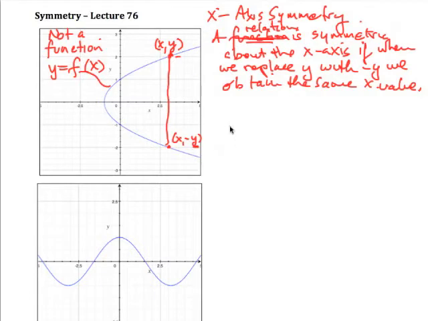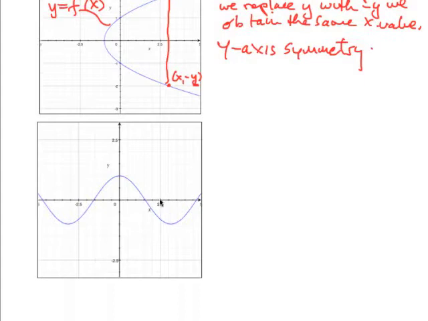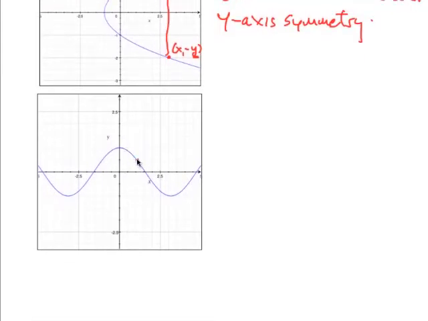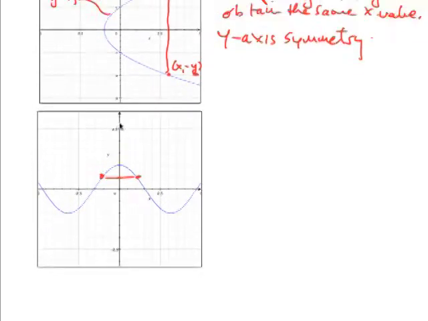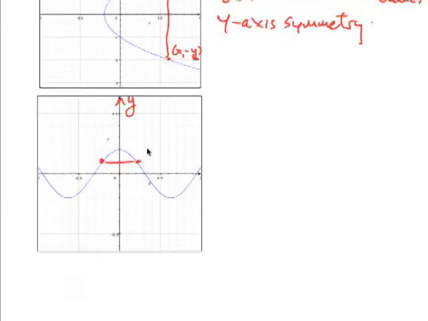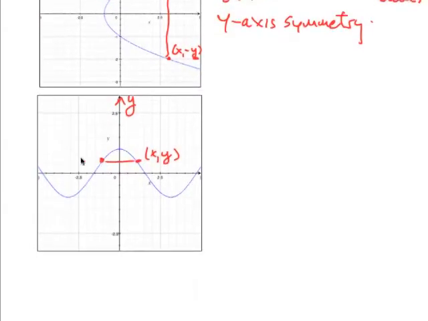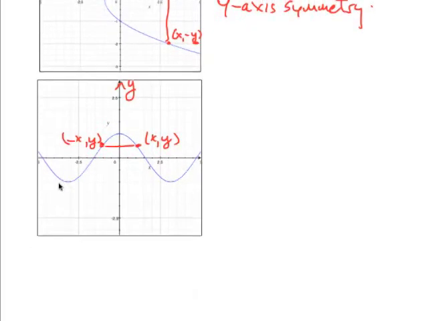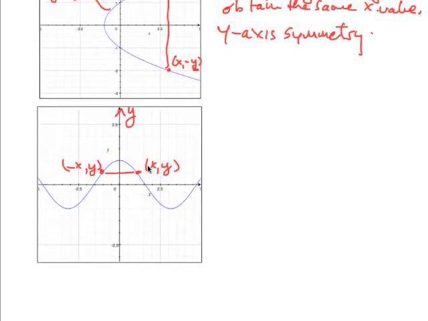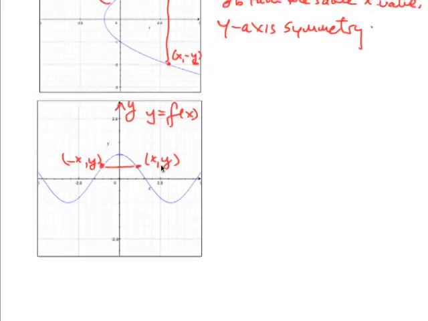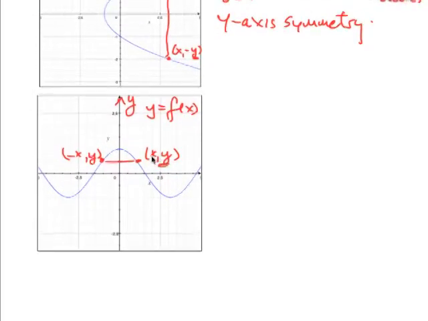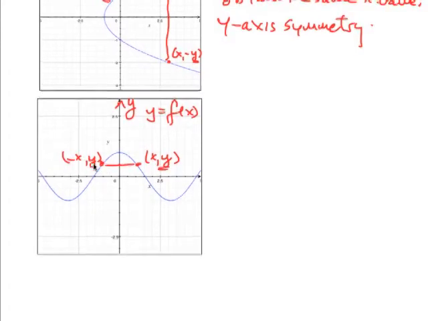Now the next one we're going to talk about is y-axis symmetry. In y-axis symmetry, you will notice here that if you look at this second function, this point here and this point here are in fact mirror images of each other around the y-axis. So this point is (x, y), and this point over here is (negative x, y). So our function y equals f of x is going to be symmetric around the y-axis if when the function contains (x, y), it also contains (negative x, y).